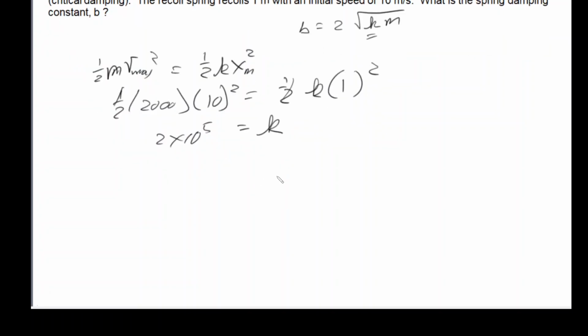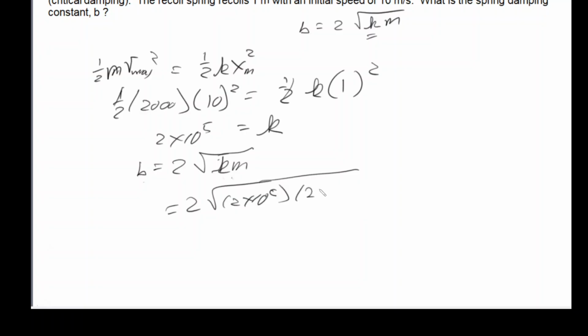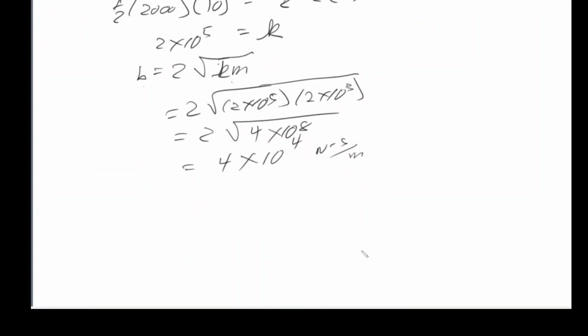So knowing that, we can find b. b is equal to 2 times the square root of k m. So that's equal to 2 times the square root of 2 times 10 to the 5th times the mass, which is 2 times 10 to the 3rd. That is equal to 2 times the square root of 4 times 10 to the 8th, which is equal to 4 times 10 to the 4th newton second per meter, or b is equal to 40 kilonewton second per meter.